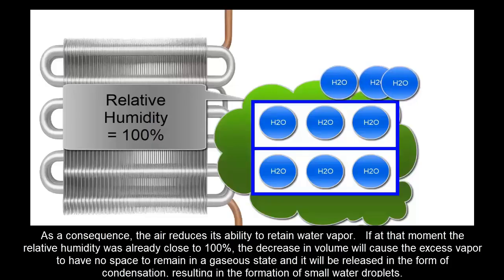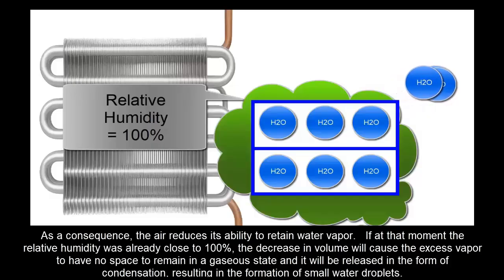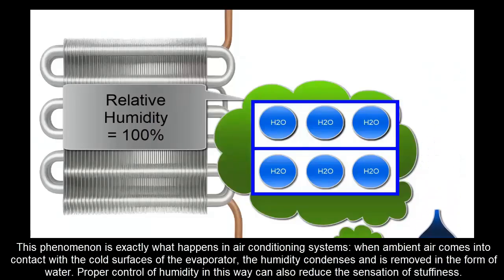If at that moment the relative humidity was already close to 100%, the decrease in volume will cause the excess vapor to have no space to remain in a gaseous state, and it will be released in the form of condensation, resulting in the formation of small water droplets. This phenomenon is exactly what happens in air conditioning systems. When ambient air comes in contact with the cold surfaces of the evaporator, the humidity condenses and is removed in the form of water. Proper control of humidity in this way can also reduce the sensation of stuffiness.